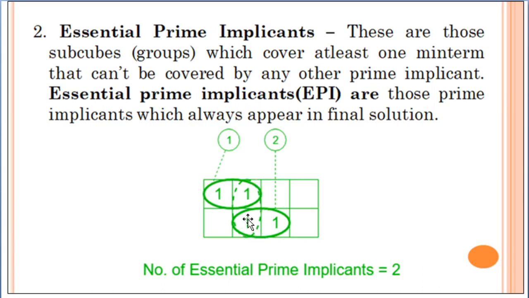Obviously, the minimized function of our particular function is the sum of products of these essential prime implicants. That means this prime implicant will not be part of our minimized function. Clear?